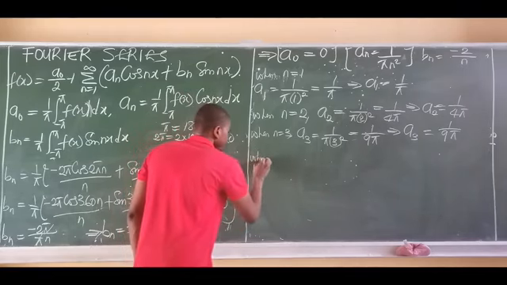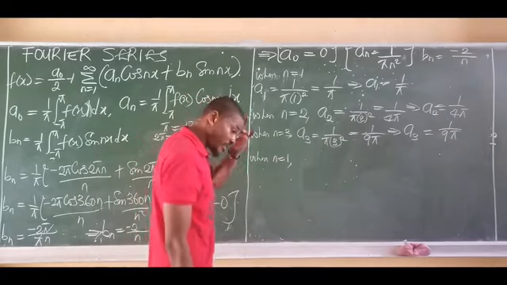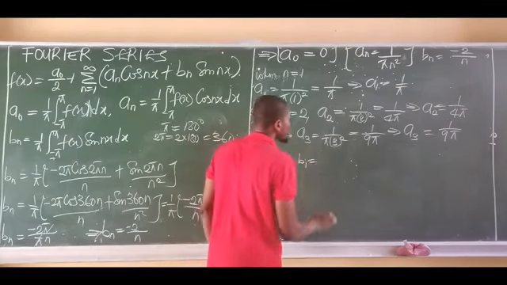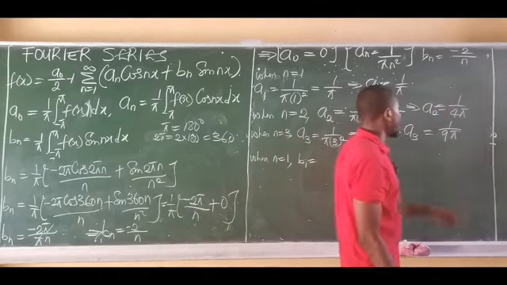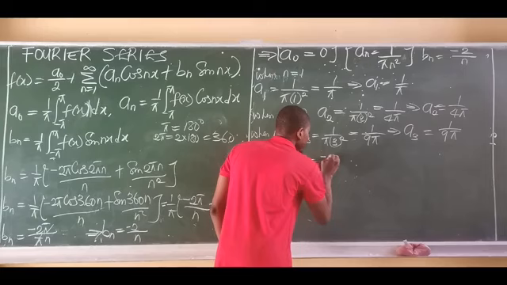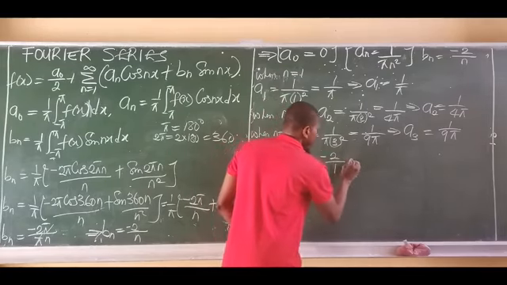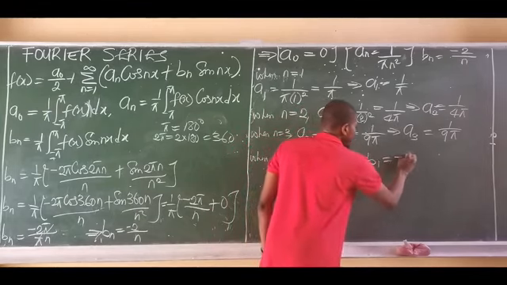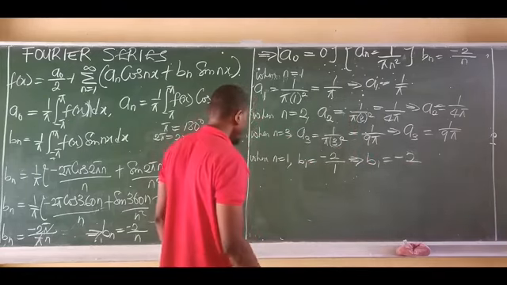Again, when n is equal to 1, then you simply have that b1 is equal to, remember we obtain bn as minus 2 all over n. So this becomes minus 2 over n, and n is 1 now, so it becomes minus 2 divided by 1. This simply implies that b1 is actually minus 2, because minus 2 divided by 1 remains minus 2.